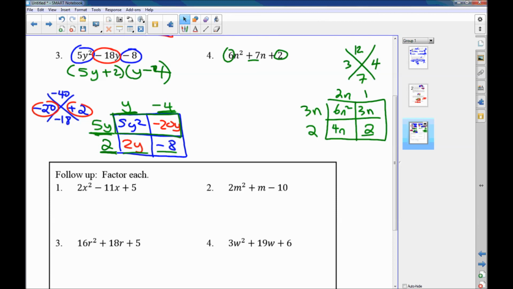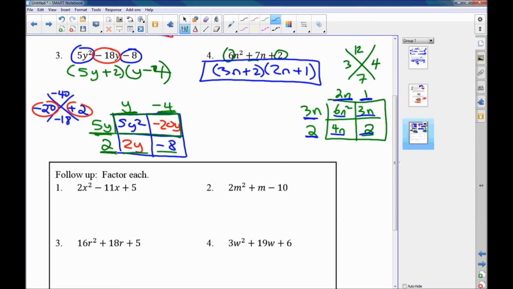Okay, so we can go through and just double check again real fast. So our first terms would be 3n times 2n, which makes 6n squared. Okay, and then we have 3n times 1, which makes 3n. 2 times 2n, which makes 4n. Those are our inner and outer. And the last terms are 2 times 1 for 2. So we know we did it right. So this is going to give me 3n plus 2 and 2n plus 1, and we're done. If you FOIL them together, we get 3n plus 4n, which is 7n on the inside. So we know we did it good.